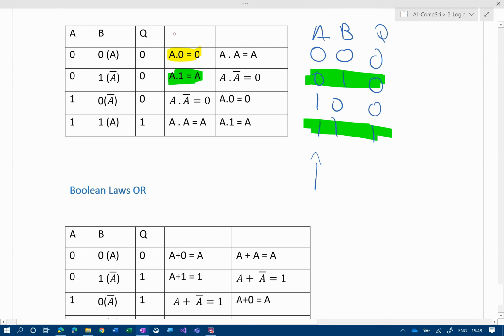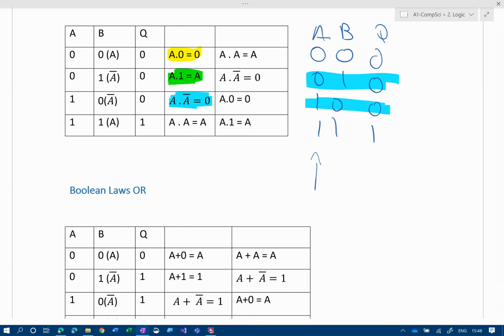Let's have a go at this one. So this one here, A AND NOT A equals 0. Now this is a situation where if A is 1, then NOT A must be 0. If A is 0, NOT A must be 1. So basically the inputs are different. So we're looking at this situation here and here. Okay. In that situation, we always get a 0, and that's where we're getting that from.